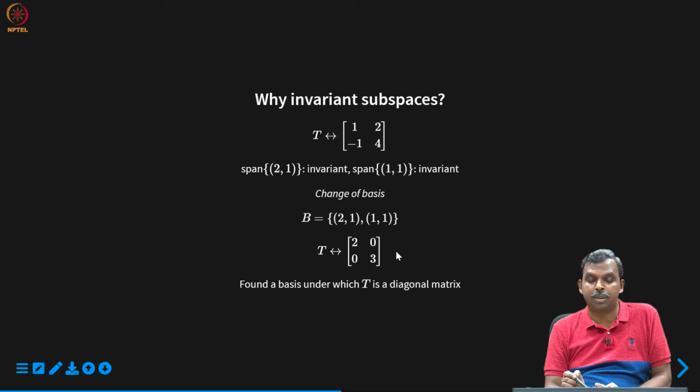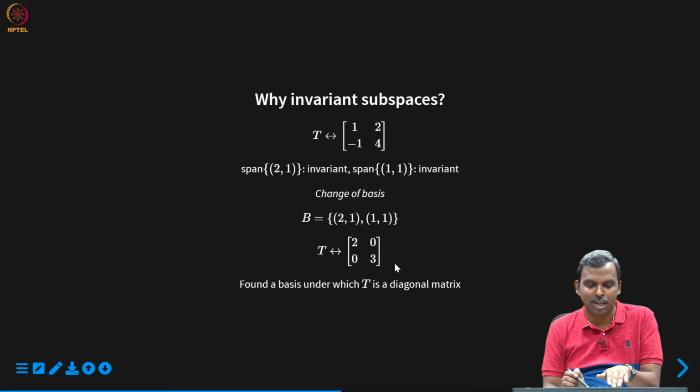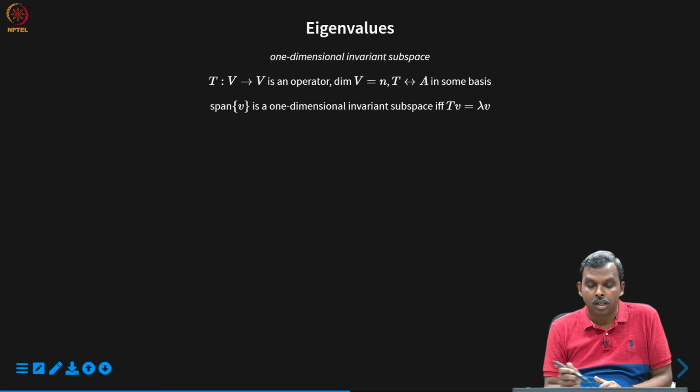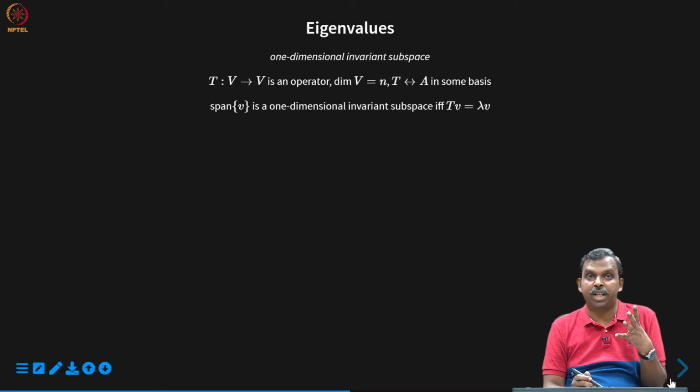So, these invariant subspaces are something very important to study, and they are very crucial to understand operators. Okay. So, let us get going and figure out how to find these things. How did I find 2, 1 and 1, 1? I will show you how I did it. It's quite easy. Let's see that, and that will lead us naturally to this definition of eigenvalues and eigenvectors. Okay. So, eigenvalues are closely associated with one-dimensional invariant subspaces.